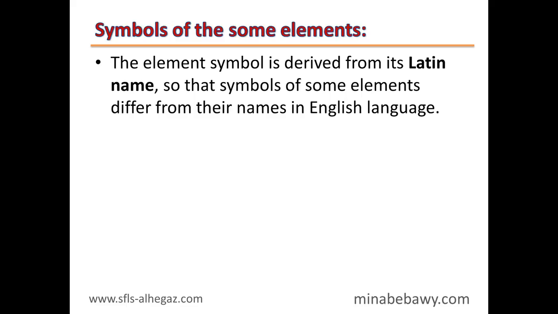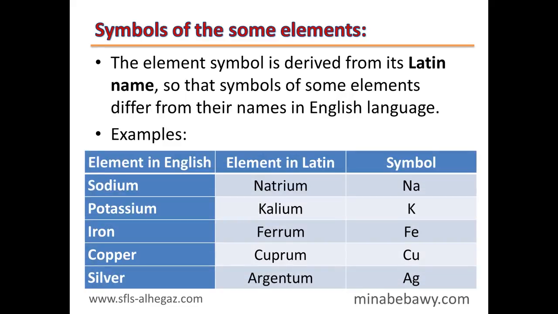The element symbol is taken from its Latin name, so the symbols of some elements differ from their names in the English language. Examples: sodium. We try to take S, but it is taken for sulfur, and So for another element and Sd for a third one. So the sodium name in Latin is natrium, so its symbol is Na. Scientists didn't take N because it is already taken for nitrogen, so Na. Potassium, its Latin name is kalium, so its symbol is K.